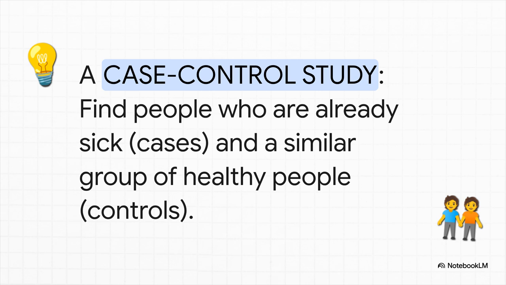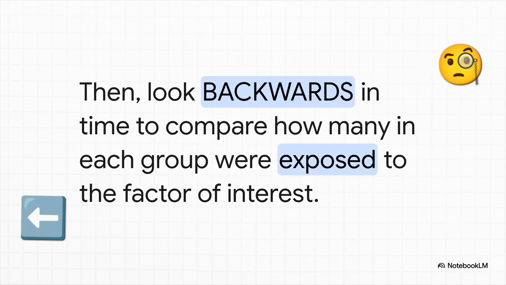So first, you find a group of people who already have the disease. Those are your cases. Then you find a similar group of people who don't have the disease, and those are your controls. And here's the absolute key difference. Once you have your cases and your controls, you don't look forward, you look backward. You basically play detective. You interview them, you check their records, and you figure out what they were exposed to in the past. It's a total reversal of how a cohort study works.